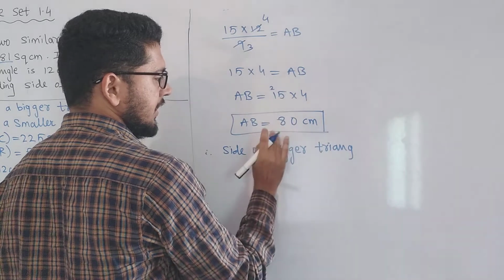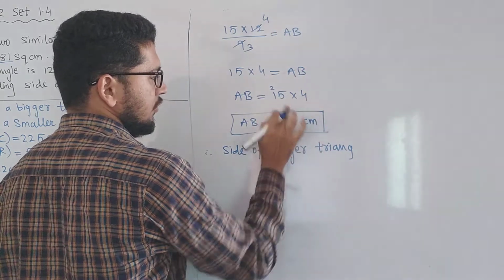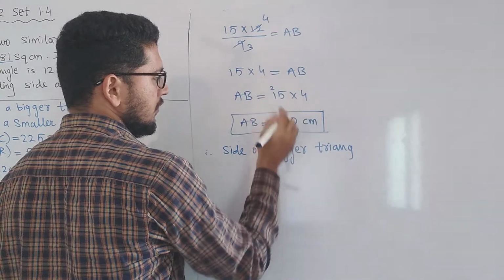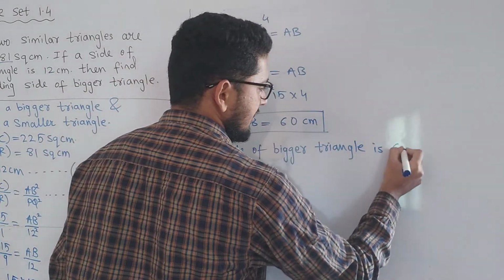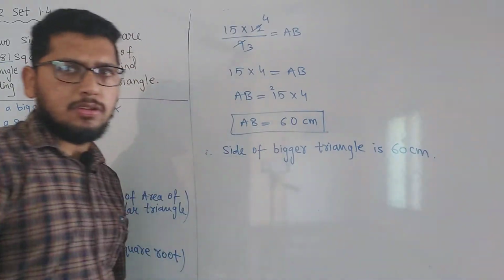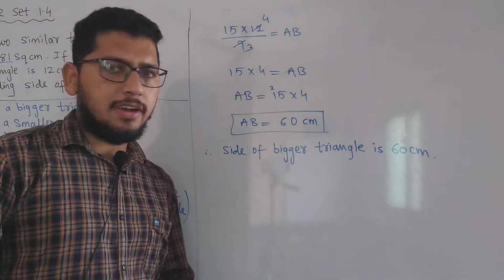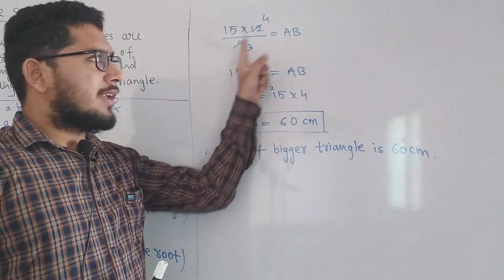15 4s are, sorry, not 80, it will be 60, sorry. 5 4s are 20, 0 carry 2, 4 1s are 4 plus 2, 60. Therefore the side of bigger triangle is 60 centimeter. Now we got the answer. What we have done here, 15 into 12 upon 9 is equal to AB.